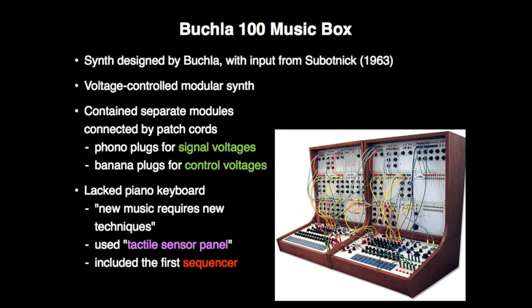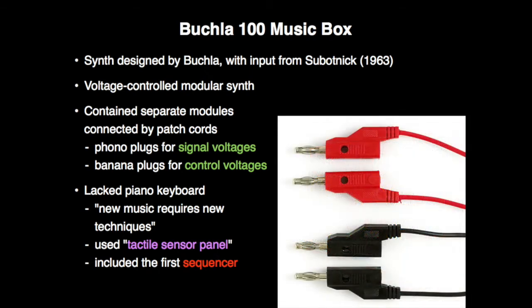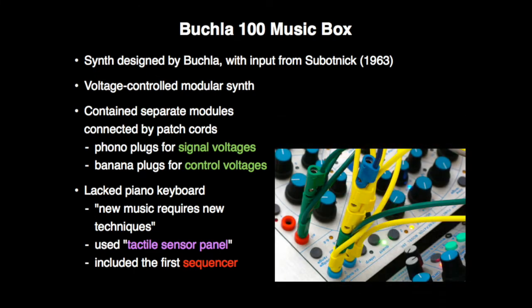It was a voltage-controlled modular synth, and you can see on the slide there, it's got all these independent modules, which are all connected via patch cords. So it contained all these separate modules, but the patch cords that he was using were kind of interesting. He used regular phono plugs for signal voltages. These are like your regular TS cables that you would use to connect a guitar to a guitar amp. But for control voltages, he used banana plugs, which looked like this. And what's cool about the banana plugs is you could daisy chain them together and have one plugged into another so that you could actually send multiple control voltages to a single module.